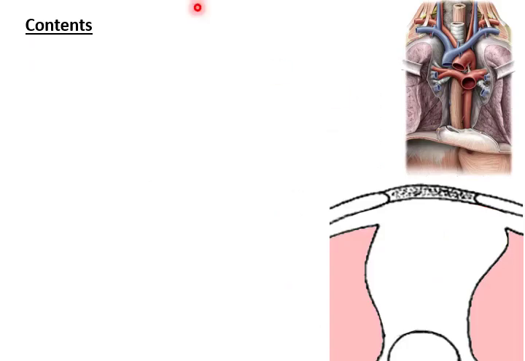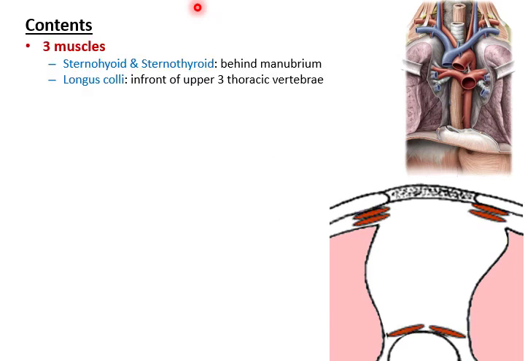Regarding the contents, we can divide them into three groups of threes. The first are three muscles, two behind the manubrium. They are called sternohyoid and sternothyroid. Here they are. This is the sternohyoid. This is the sternothyroid, of course, on each side. And we have a muscle called longus colli, which is a neck muscle situated in front of the bodies of the upper three thoracic vertebrae.